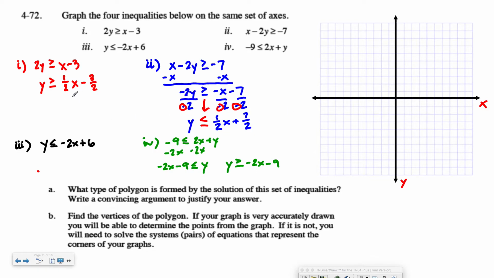Let's take our first one here. I'll do these points in red. We've got our y-intercept to be -3/2, which is like saying -1 1/2. And our slope is 1/2, so rise 1, run 2. So we're going to rise 1, run 2. Rise 1, run 2.